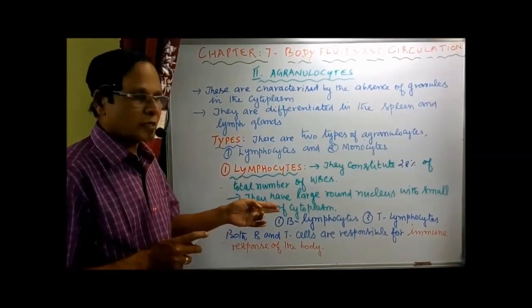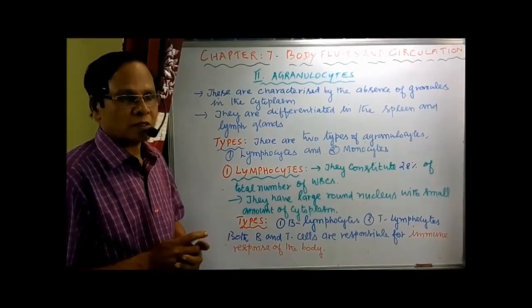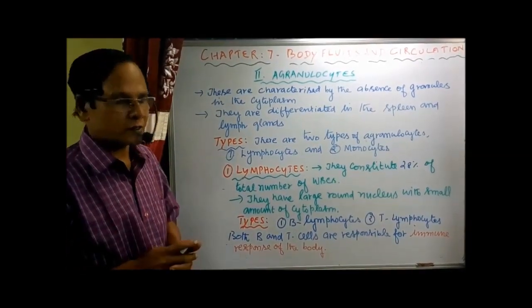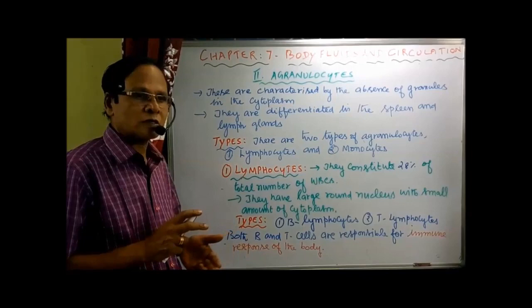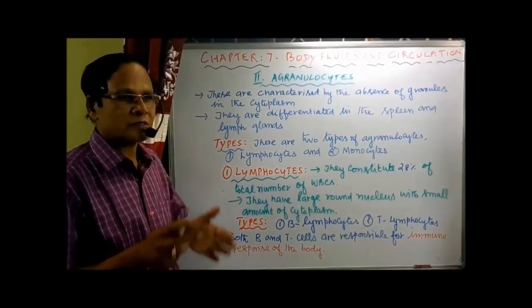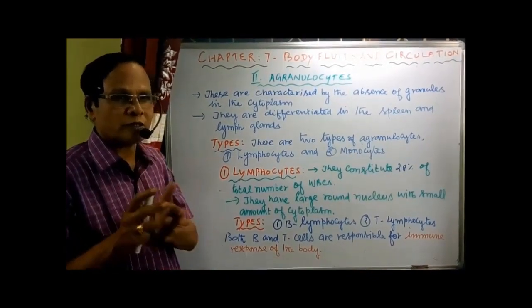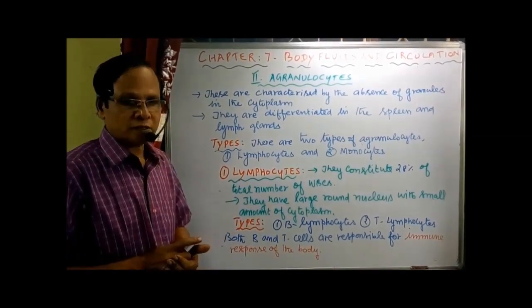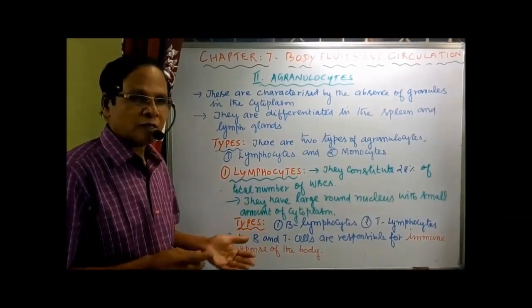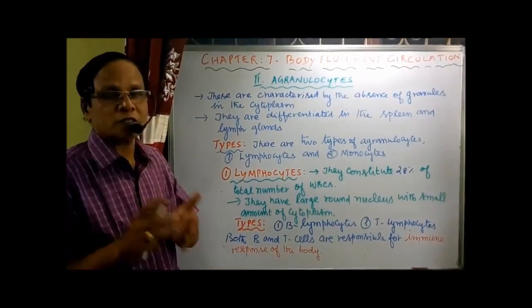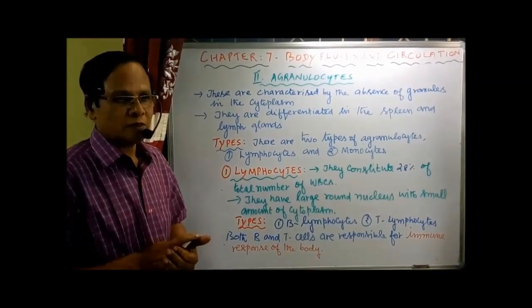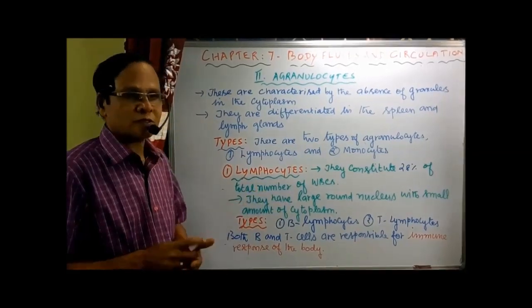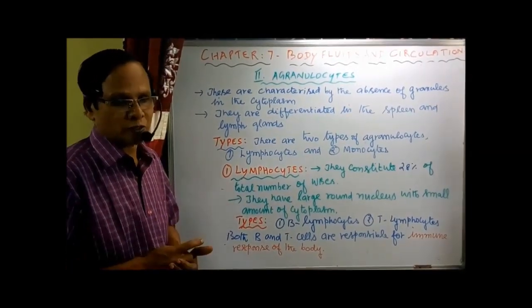So B cells produce antibodies to neutralize the harmful effects of foreign substances, and T cells are involved in cell-mediated immunity. That means the cells are involved in providing immunity. That's about B and T cells. The B lymphocytes at the time of production of antibodies are called plasma cells. So they change into plasma cells at the time of production of antibodies.